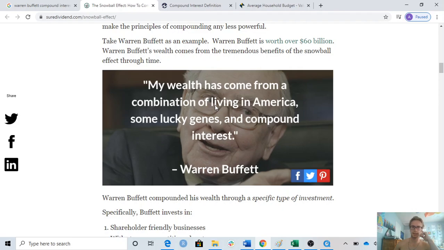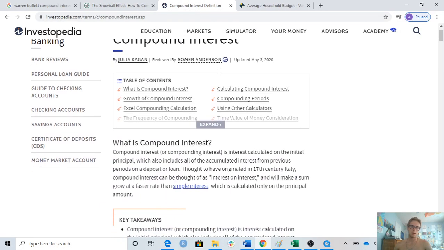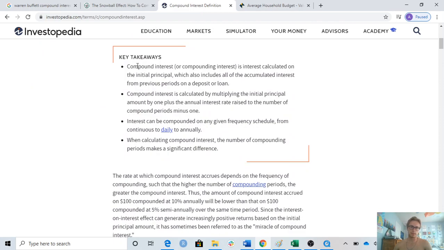So first, let's get into the definition and formula for compound interest. And here, the key takeaways are that compound interest is basically interest on the principal and then interest on that interest that you get from the principal. So it's calculated on the initial principal, which also includes all the accumulated interest from the previous periods on a deposit that you make when you buy a stock, for example.